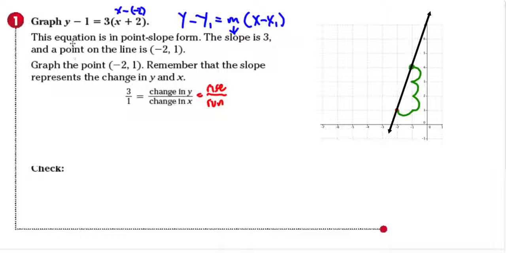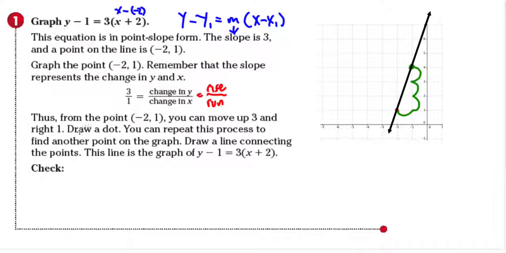the line with an equation of y minus 1 equals 3 times the quantity x plus 2, and that's exactly what we did here. So from the point negative 2, 1, you can move up 3 and right 1. Okay, draw a dot. You can repeat the process to find another point in the graph. Run 1 time to the right, go up 3 times. If you notice, it'll be the same thing. So if I use another point right there, and my run will be to the right, and 3 times up, which will be my rise, it will still fall on the same line.